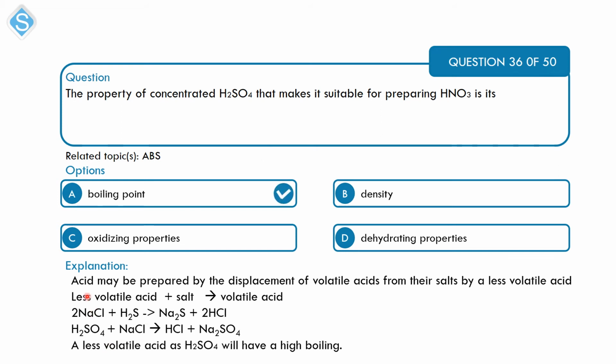That's option A. Now, reacting a less volatile acid with a salt containing the anion of another acid is going to produce a volatile acid. For example, when you react sodium chloride with hydrogen sulfide, you're going to have sodium sulfide and hydrogen chloride, which is a volatile acid. If you react sulfuric acid with sodium chloride, you're going to have hydrogen chloride and sodium tetraoxosulfate(VI). Your hydrogen chloride is a volatile acid.